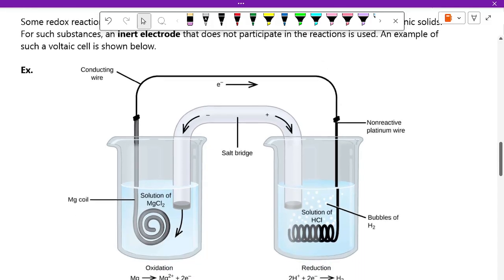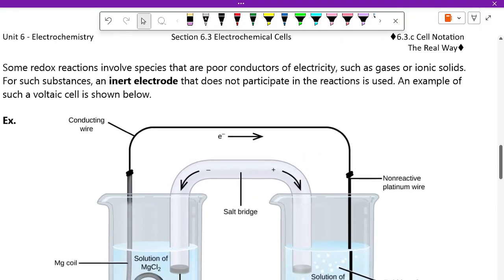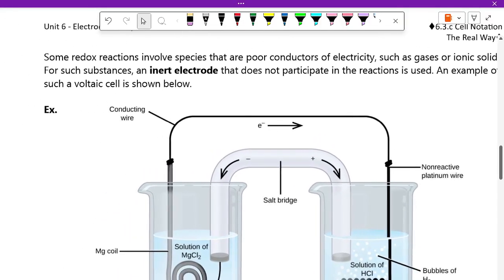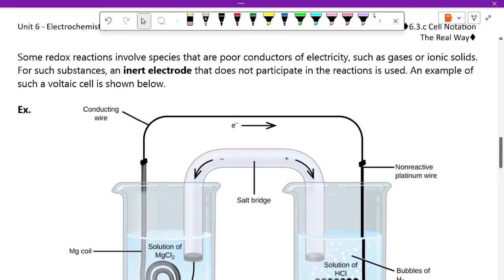Never mind. Let's just read it through because I'm going to make a mess of it otherwise, because I only teach this once every 2 years, so it's not in my normal pattern. Okay, so what we do in instances like that is we can have an inert electrode. What does inert mean? Inert means unreactive.